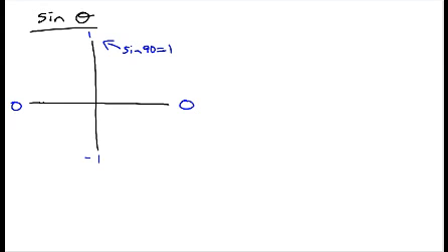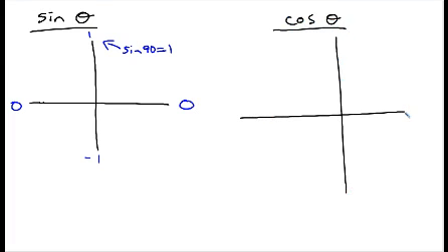Now for cosine, cosine are the same values, but it's twisted. For cosine, the cosine of 0 is 1. And the cosine of 90 is 0. And the cosine of 180 is negative 1. And the cosine of 270 is 0. It's the same values, but they have been twisted by 90 degrees or by pi halves. And we'll talk about that some more when we start graphing them.